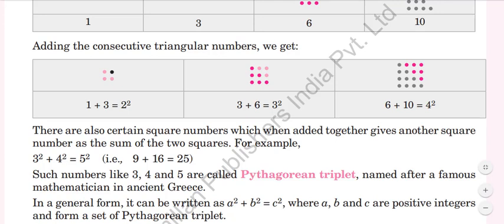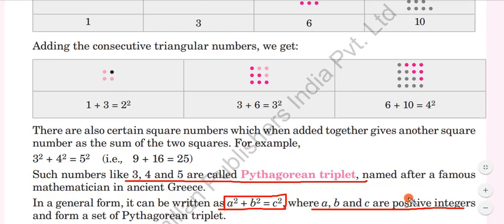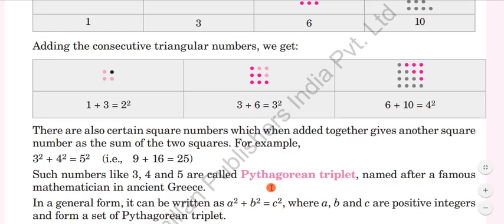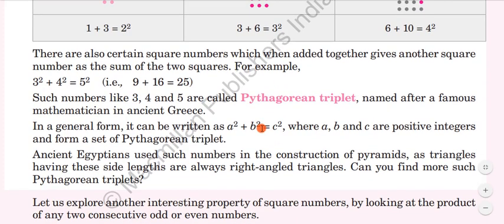Pythagorean triplets, a very important concept here. The numbers 3, 4, 5 are said to be a Pythagorean triplet, named after the famous Greek mathematician. Now, we have generalized this formula where a square plus b square equals c square, where a, b, c must be what? They should be positive integers to form a Pythagorean triplet. That's a very important condition here, that a, b, c must be positive integers. That means these are the sides of a right triangle, so definitely the sides have to be positive. So it's a very important concept: a square plus b square equals c square.